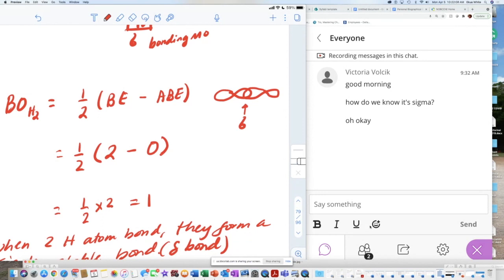And these are 2 px orbitals. Okay, so px and px. If you look at the axis they're on, it is the x-axis. Ooh, bad picture, but you get the idea.